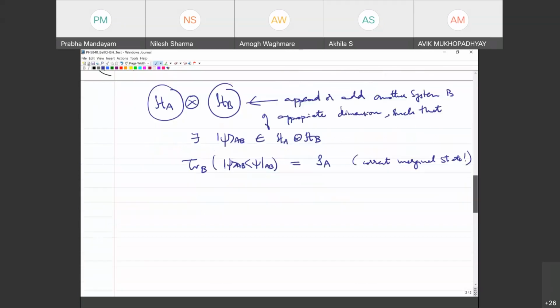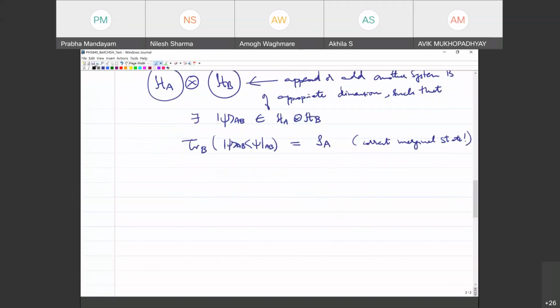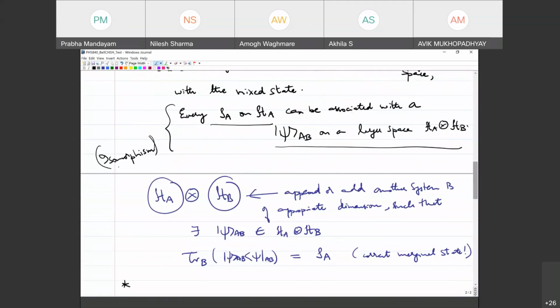I hope the idea of purification is clear. And like I said, this goes back to a deeper isomorphism between operators and states. I'll just leave it here. Those of you who are curious, maybe I'll just state what this is called, and some of the PG students may want to go ahead and explore it. This is called the Choi-Jamiolkowski isomorphism.